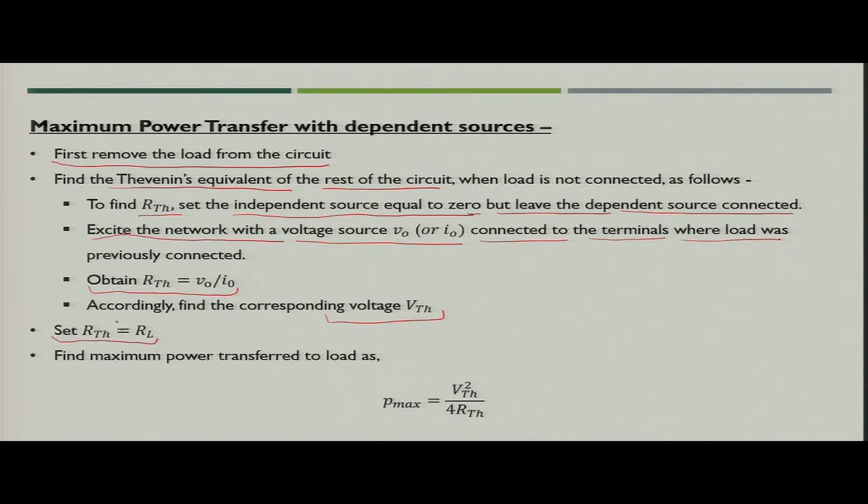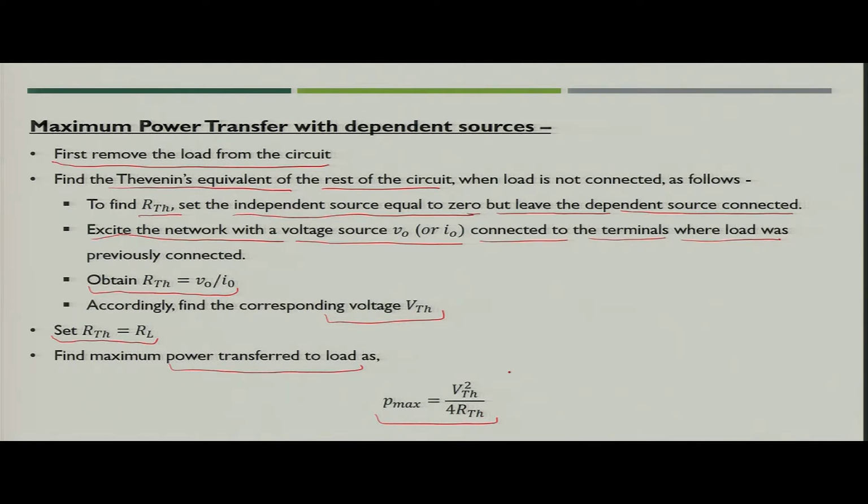Finally, what you have to do? You have to set RTH equal to RL, because as per the maximum power transfer theorem, your Thevenin resistance should be equal to the load resistance. Then your maximum power transfer condition, that is the maximum power being supplied to the load, would be given as P max is nothing but VTH square upon 4 RTH.